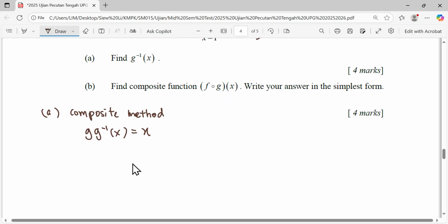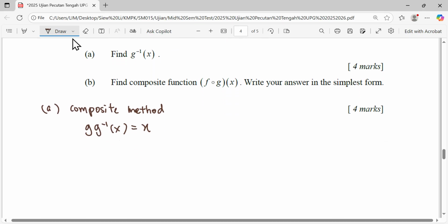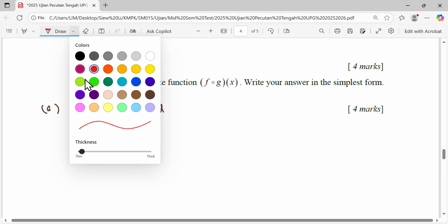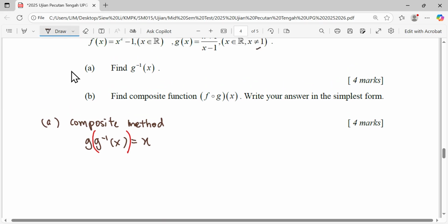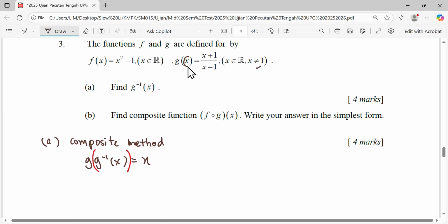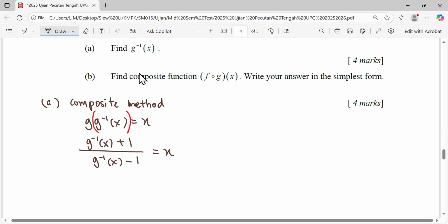So we show up the composite method, where we substitute g inverse into the function of g, mapping you back to x. So we will substitute g inverse into the function of g here. The x here, we will substitute as g inverse. Here we have g inverse plus 1 over g inverse minus 1 equals to x. Then we figure out our g inverse.